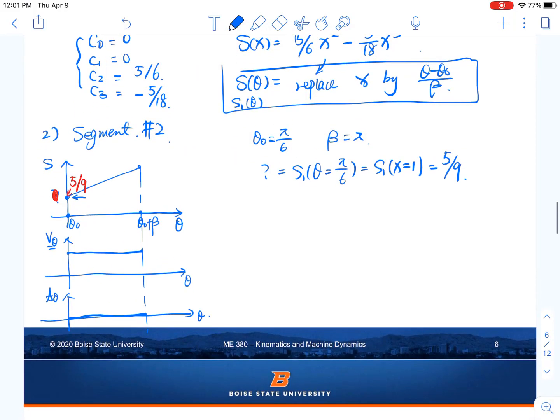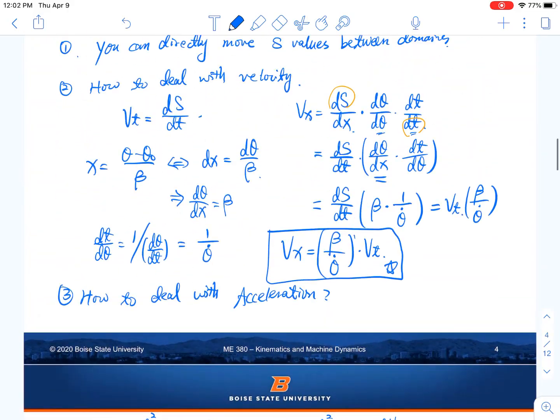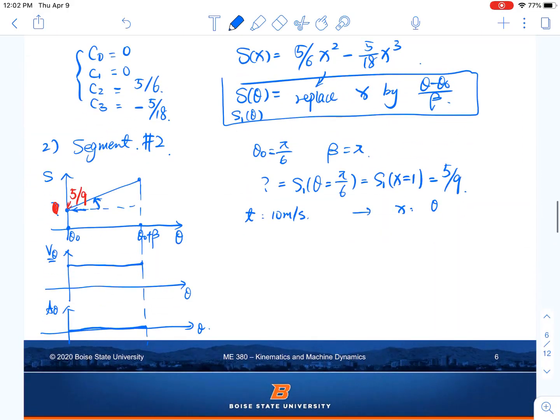All right, so this segment 2 is actually special. We already know that it's a linear relationship, and it starts from 5/9, and the angle here is our velocity. So your velocity in time domain is 10 meters per second. We want to dump everything in x domain, so in x domain, that's beta over theta dot times your 10 meters per second.